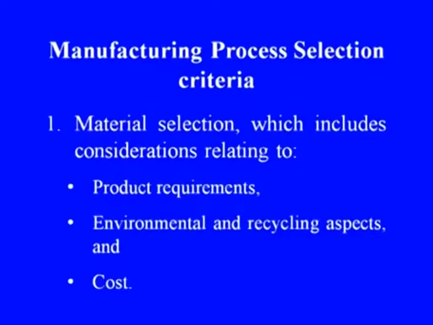Next come to the manufacturing process selection. There are different criteria for selection of manufacturing process. The following points need to be considered before the actual product manufacturing. Number 1, material selection. This includes the considerations related to product requirements, environmental and recycling aspects and cost.